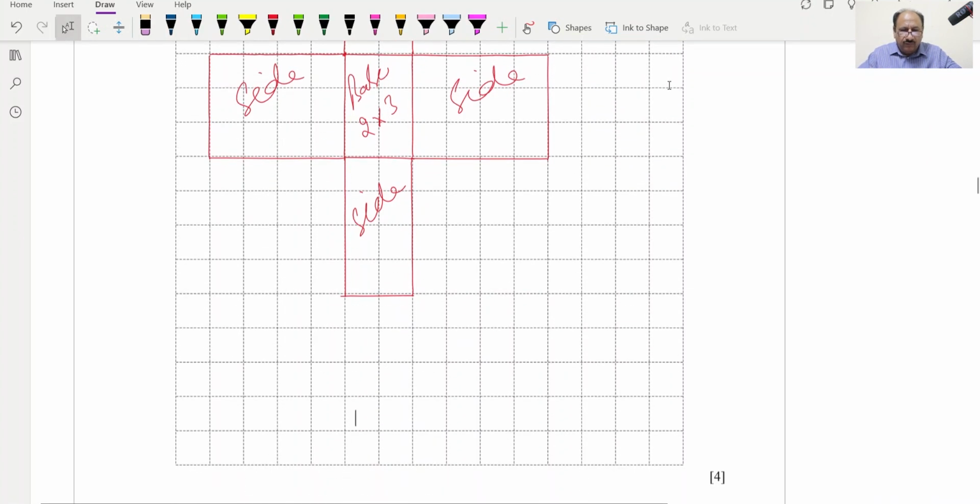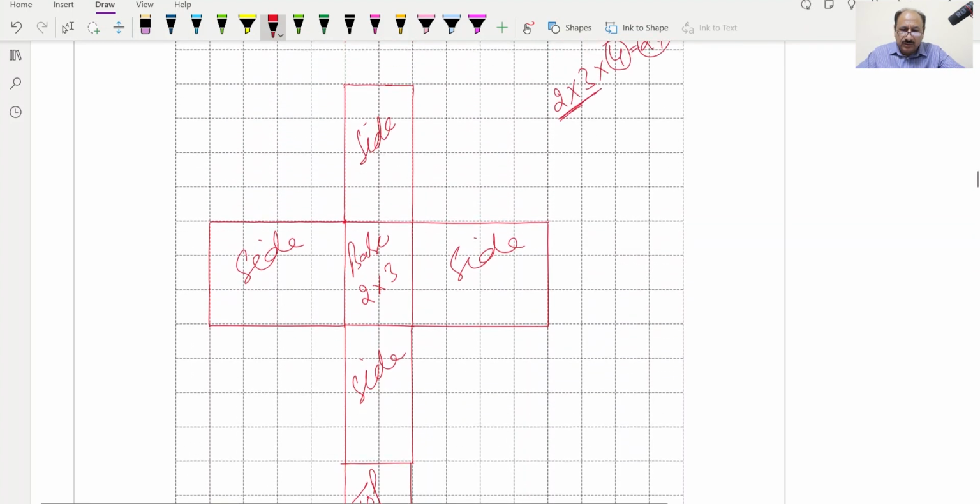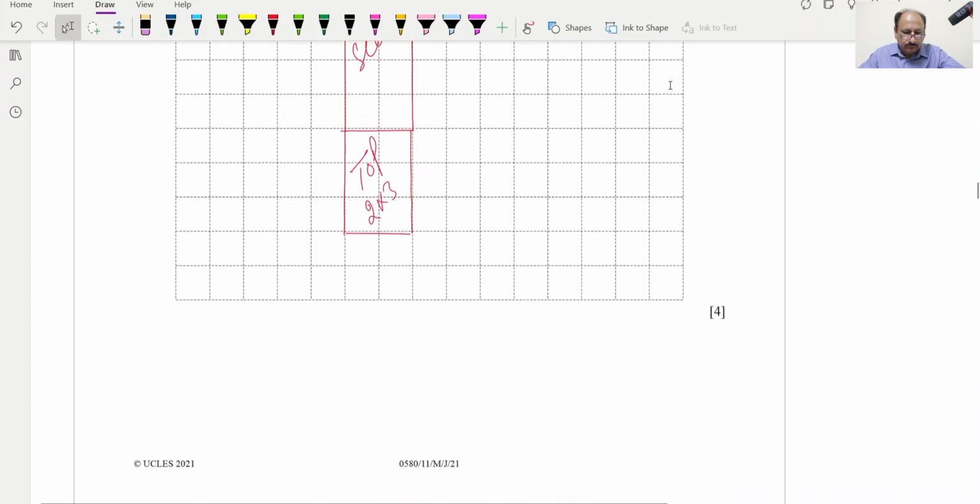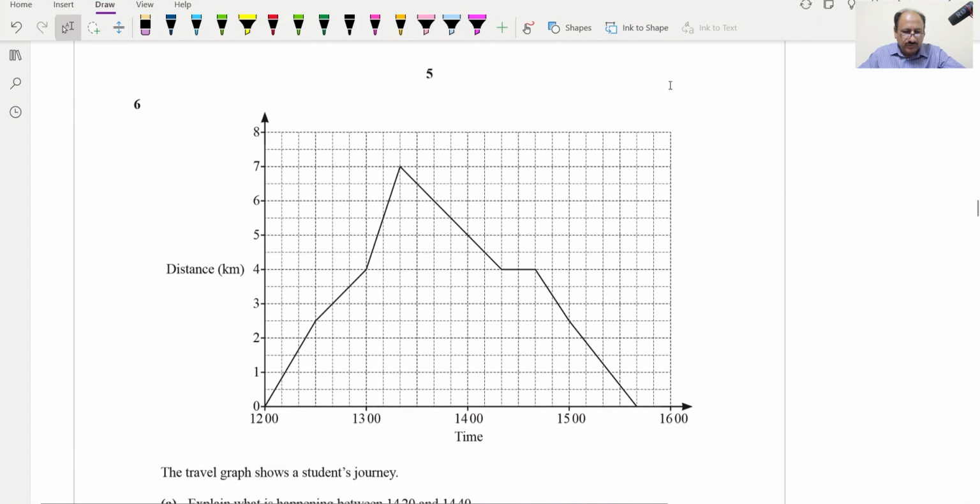So top we can attach on this side or on this side, so I'm attaching on this side, and top will be exactly same as bottom, which is 2 by 3. So 2 by 3 will be this portion, which we can draw. This will be top, which is 2 by 3. So this will be resulting into volume of 24. This is what we have drawn. Hopefully you understood this.